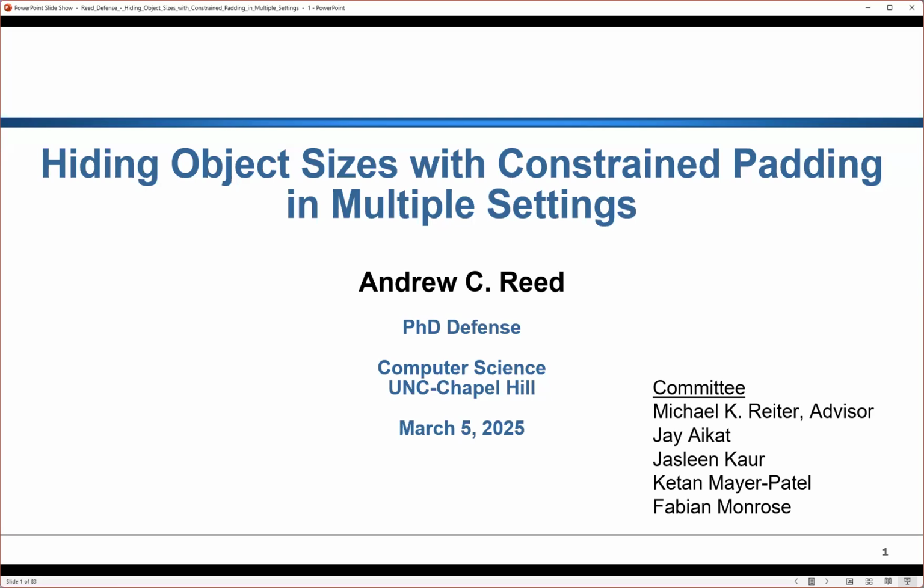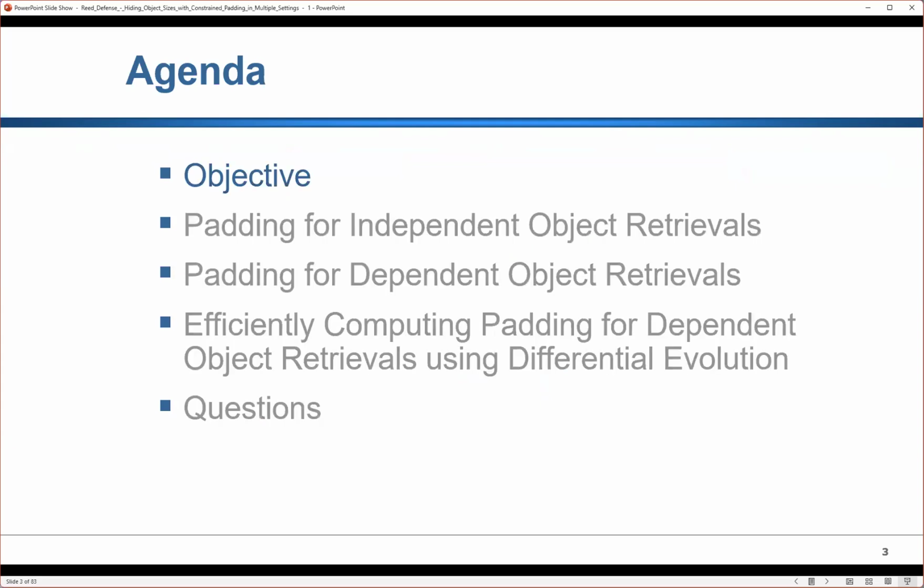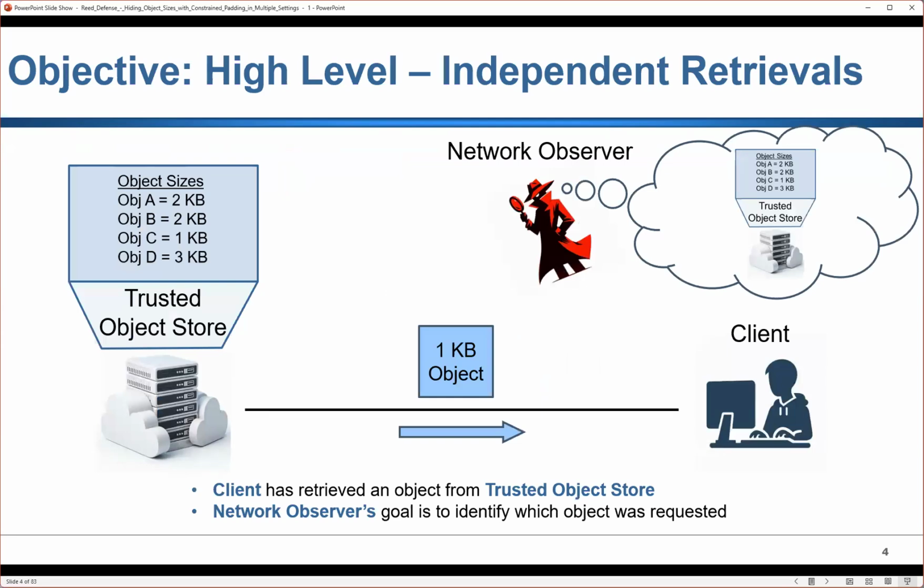Welcome to my defense for my work hiding object sizes with constrained padding in multiple settings. I'll begin today with an overview of what it is that we set out to do with this work. And then after that, I will cover the different settings that we covered with this work, beginning with the objective. So at a high level, we have a client who is retrieving objects from a trusted object store.